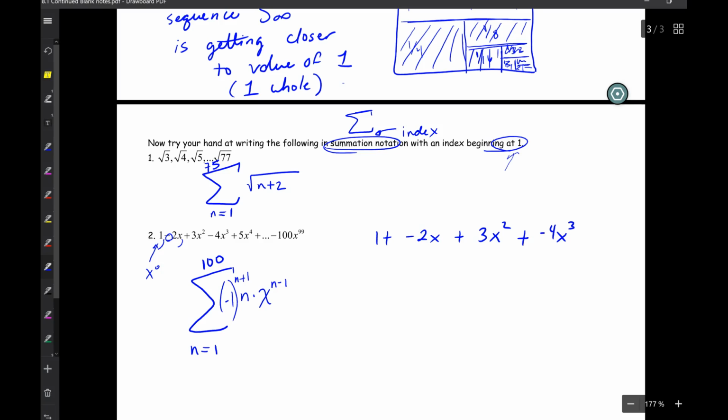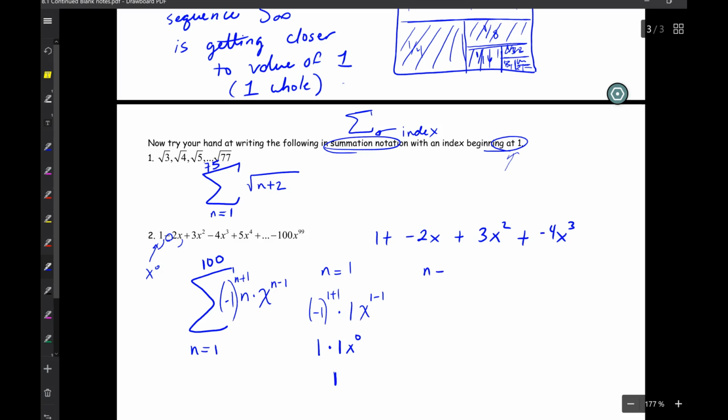Okay? But were there any questions about how this actually worked? We want to see it played out. When n is 1, -1 to the 1 plus 1 times 1 times x to the 1 minus 1 gives us +1 times 1 times x to the 0. So that's our first term.